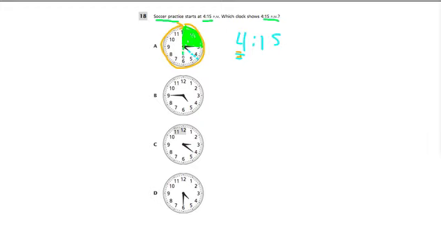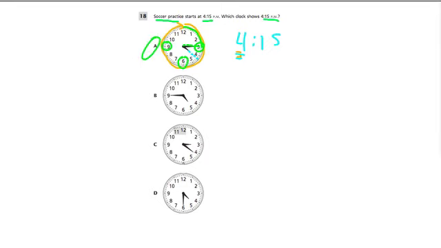If I double 15, I get down here, and that's 30. If I do it again, we get over here, and that's 45. And a 4th time, I get back to the hour. So this first example is 4:15. What you might want to remember is that the number 3 represents 15 minutes, the number 6 represents 30 minutes, and the number 9 represents 45 minutes. So I would pick A for my answer.